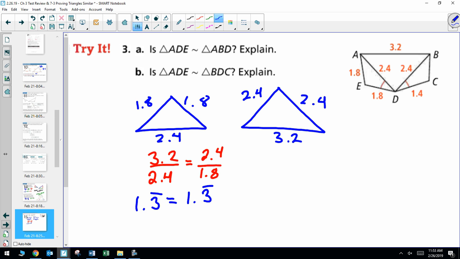So are those two triangles similar? Side, side, side, side, angle, side, side, side. Everyone would say yes. Side, side, side. And they're not exactly the same, they are similar, so it's side, side, side similarity.